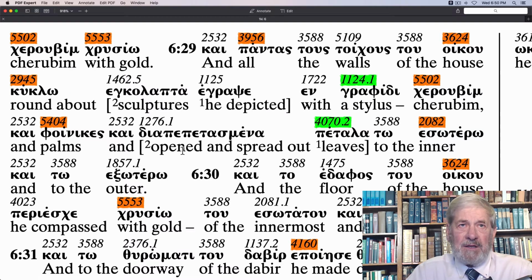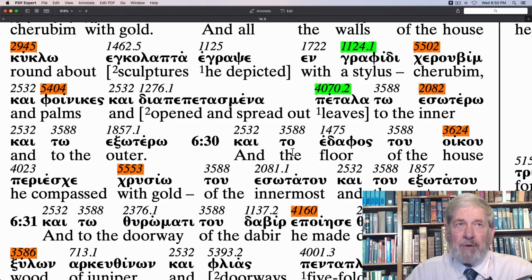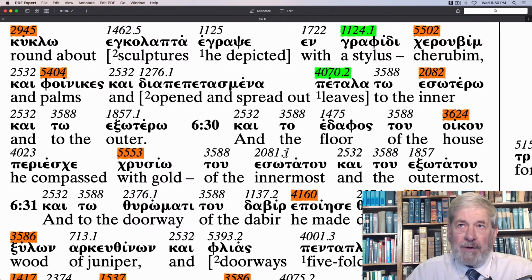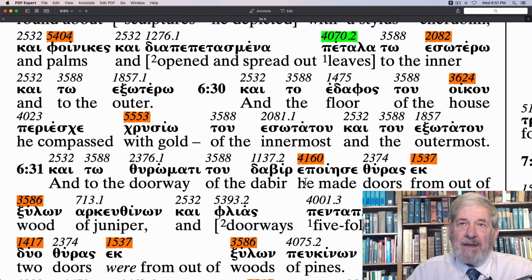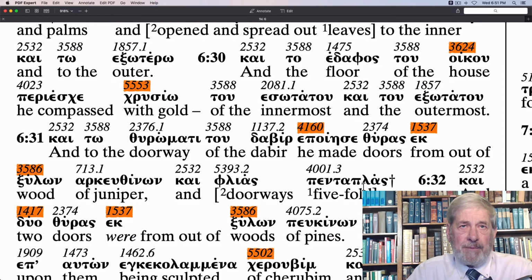And the petala open and spread out to the inner and to the outer. And the floor, that's my phone. It's telling me I got a call. And the floor of the house he compassed with gold, of the innermost and the outermost. Esotatu, esoteric, something to do with inner. Eso is inner and exo is out. Inner and outer.